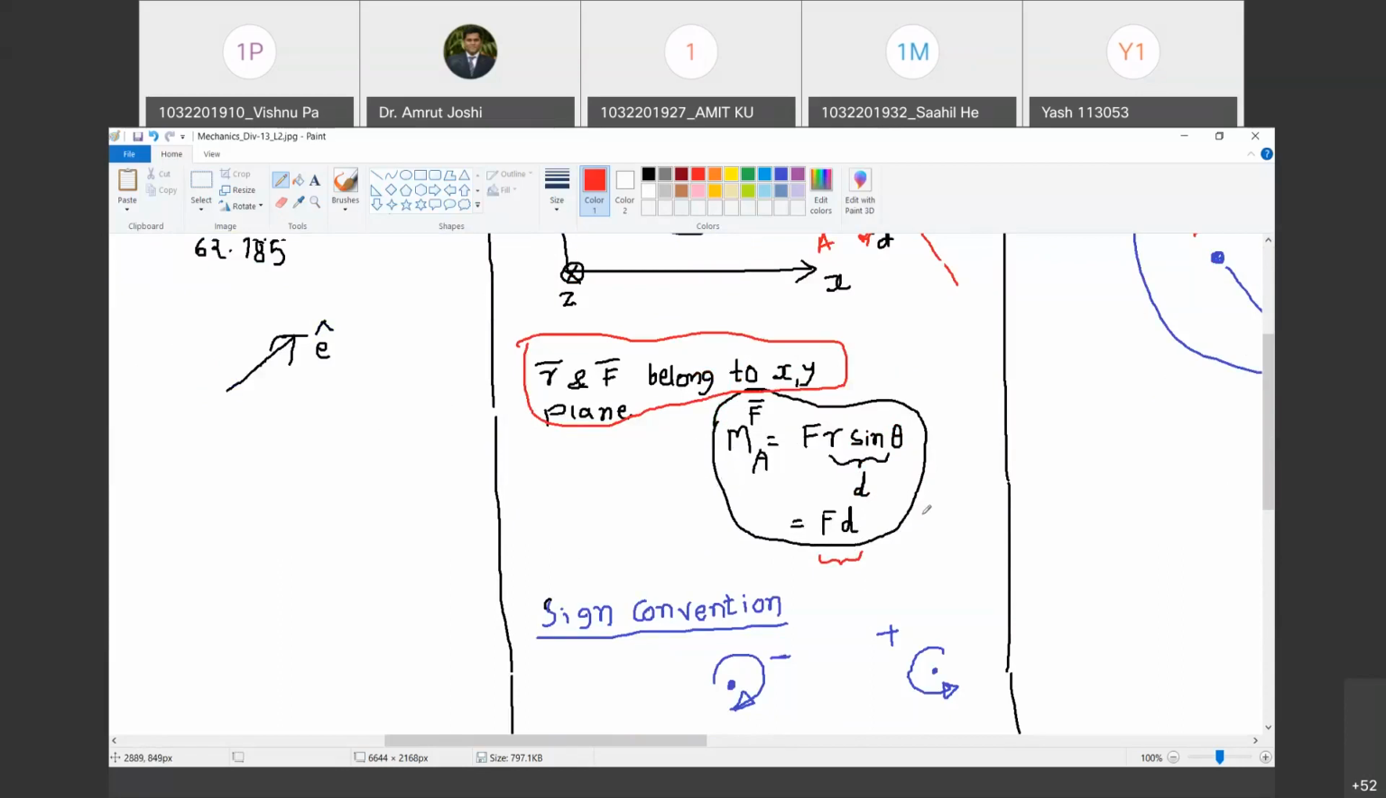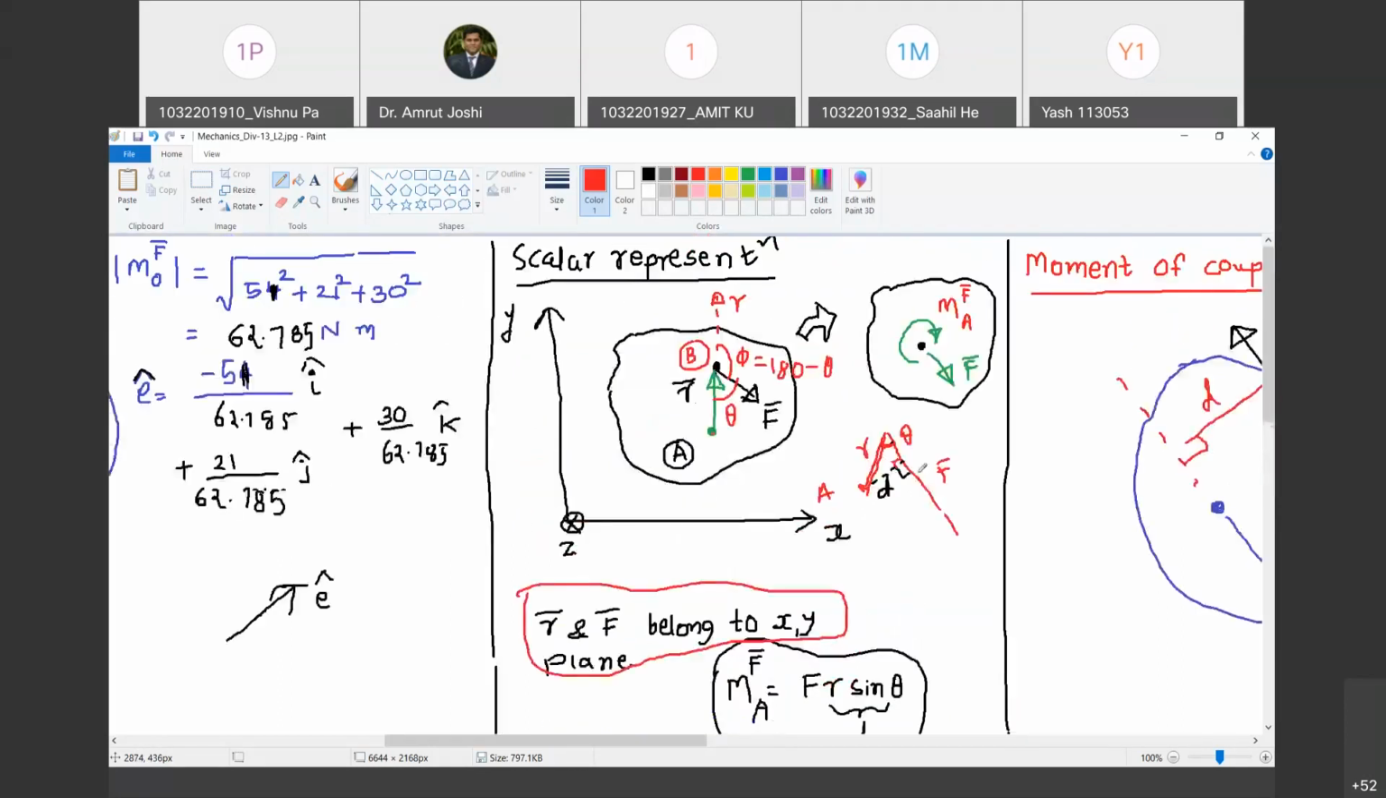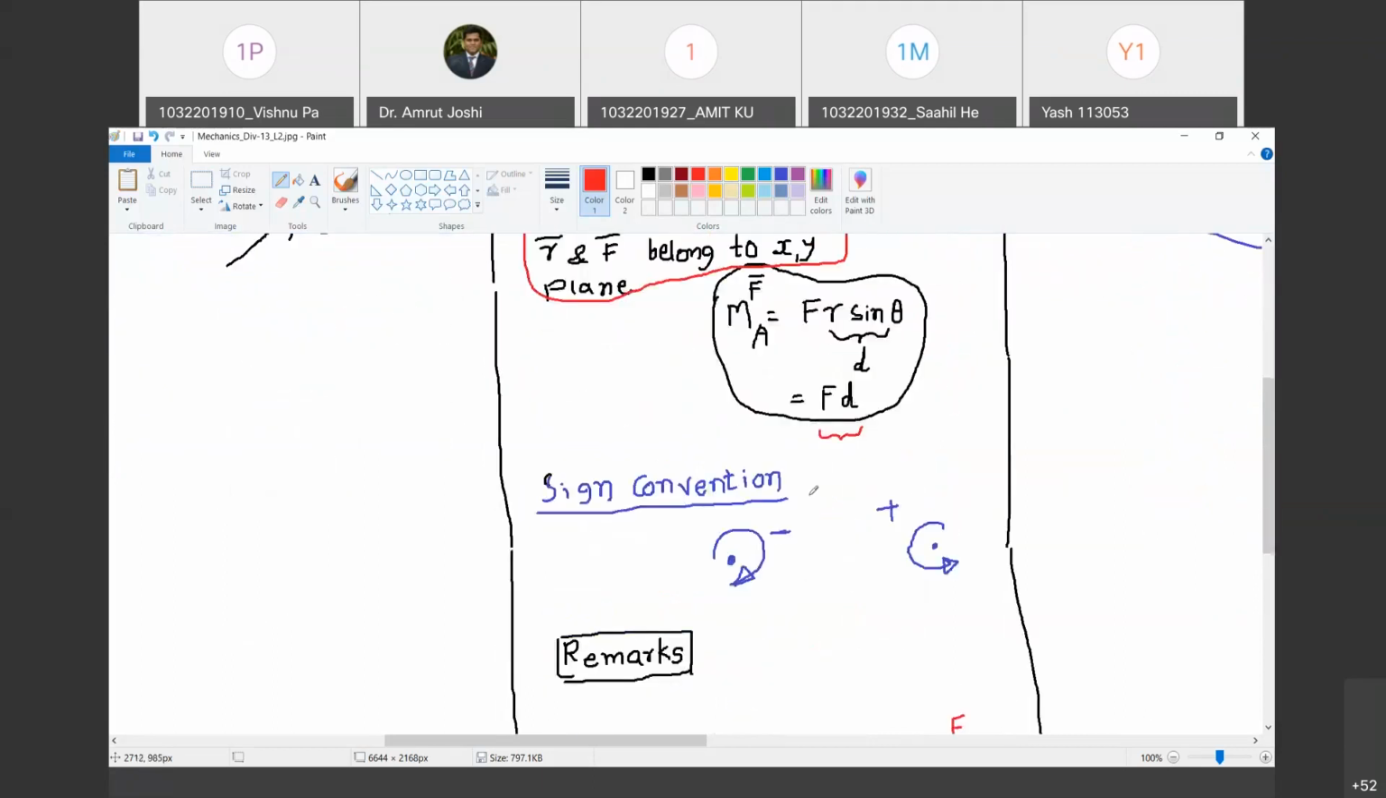Now, this moment produces the tendency of rotation of a body, and if it is a 2D case, then you can see this will be either clockwise or anti-clockwise in nature. Therefore, the sign of moment can be taken care of merely by looking at whether it is clockwise or anti-clockwise in nature. Do you agree with me?